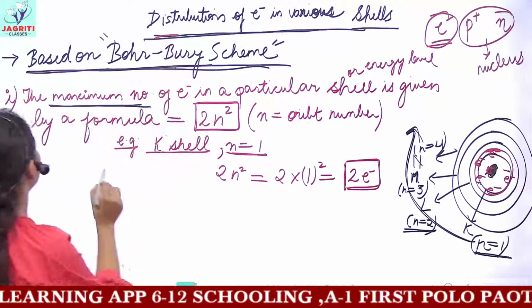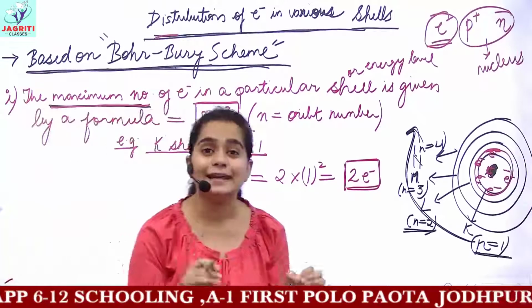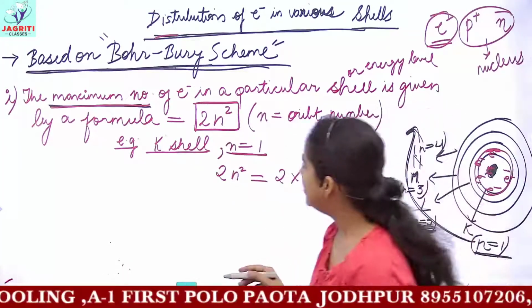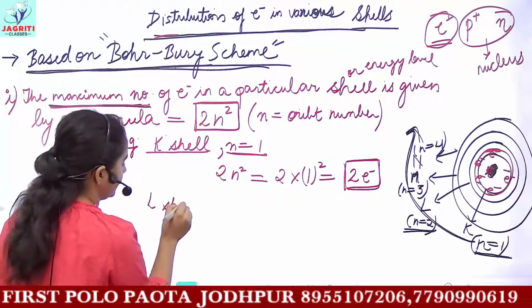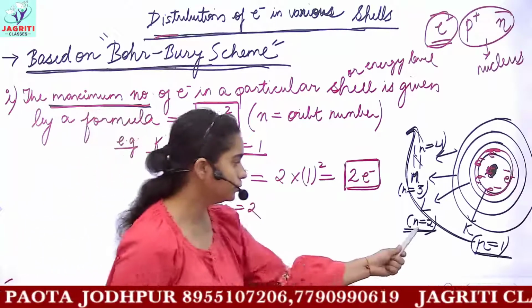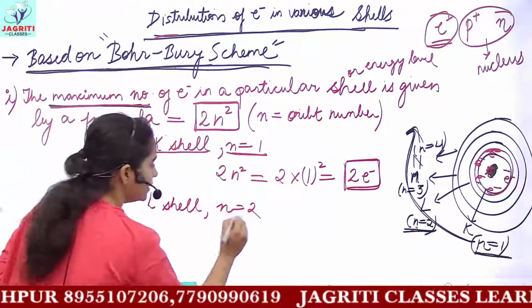So I told you that the maximum number of electrons that can be accommodated in any particular shell is given by the formula 2n square. Let's solve it out for the remaining shells. For the L shell, you know n is equal to 2, okay, because L is our second shell. So here n equals to 2.